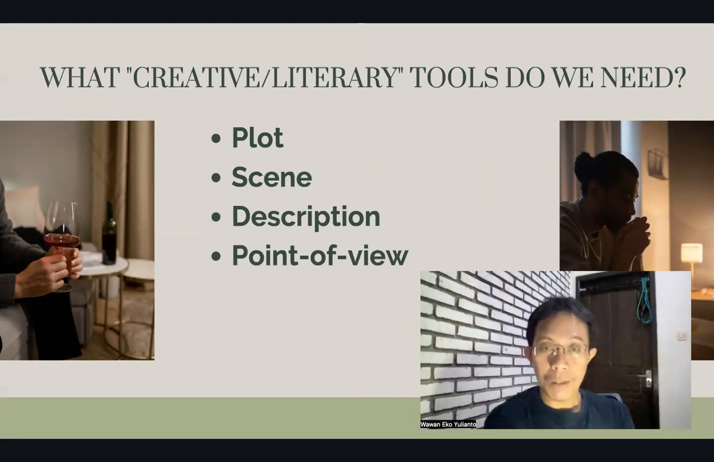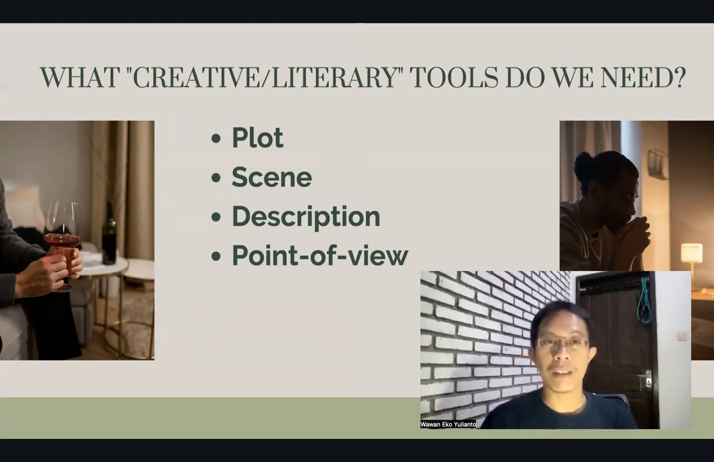It's either a plot or the scene, the description or point of view, and many other literary devices like tones, rhymes, and other elements. But these are what make your story interesting or creative. You need to use a plot. A plot means there's a beginning, there's a middle, and there's an end. That's what you need to have.